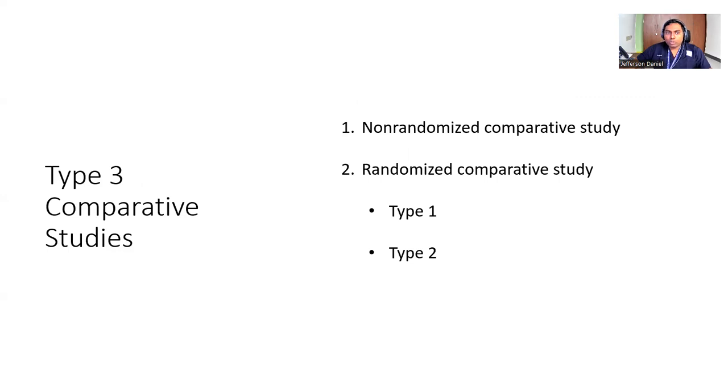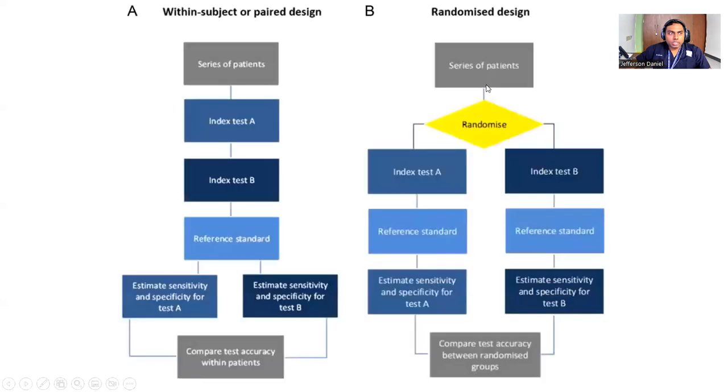Now, a comparative study can be both non-randomized and randomized. You don't really randomize. 100 patients are coming to my OPD. First 50 patients I'm sending here, second 50 patients I'm sending here. I'm not truly randomizing in that sense, I'm taking sequential patients. Okay, that is your non-randomized comparative study.